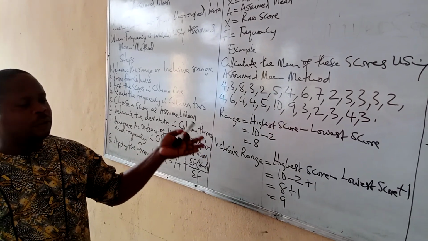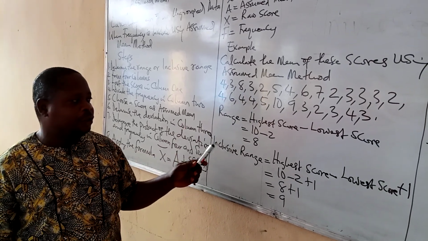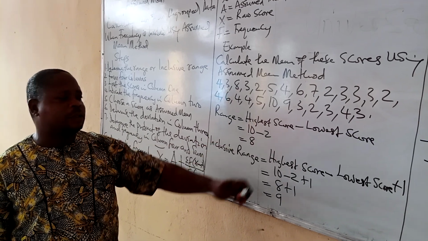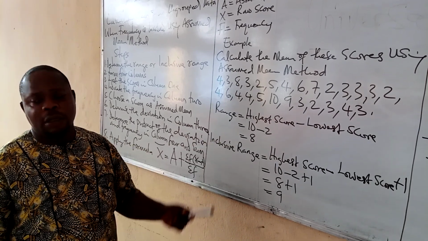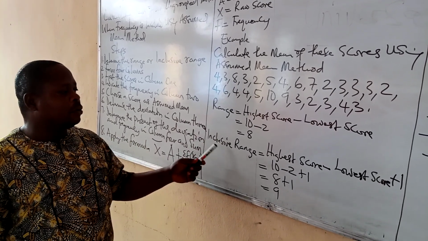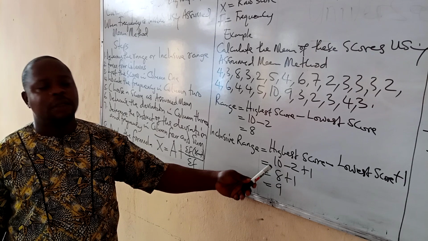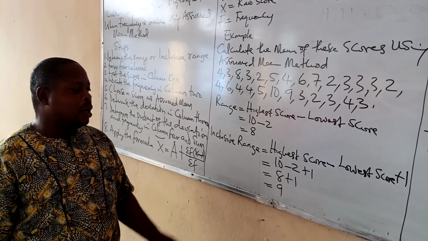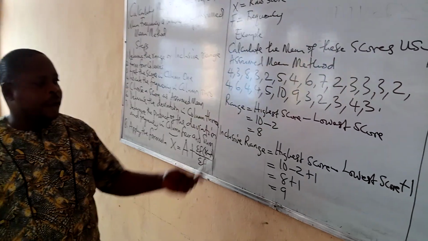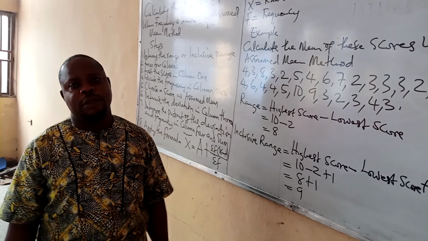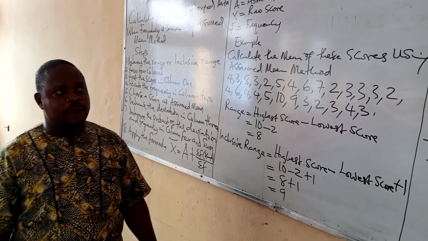Now to calculate this, the first thing from the steps is to determine the range or inclusive range. Range is highest score minus lowest score, and the highest score for this data is 10, while the lowest score is 2. Therefore, the range is 8. Now, the inclusive range is highest score minus lowest score plus 1. The highest score is 10, the lowest score is 2, plus 1. That would be 8 plus 1, and therefore the inclusive range is 9. Again, both 8 and 9 are less than 15, meaning that this data is ungrouped, although it has frequency.